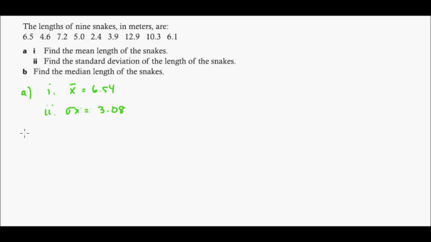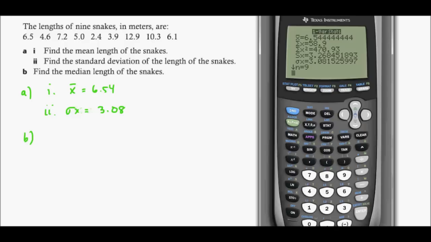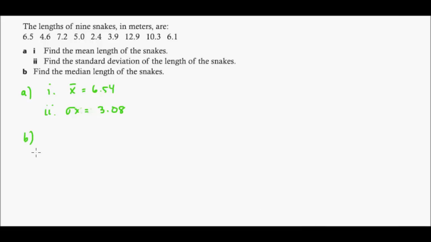Okay, and then part B, find the median length. Well, the beauty is we can actually see the median length as well. So if we just look at the calculator and arrow down, the median length is 6.1. Another thing to notice here is it gives you the minimum, Q1, median, Q3, and the maximum, which is nice because if you're ever going to have to draw a box plot, that's the data you're going to use right there. So one variable statistics gives you quite a bit of information here. So the median is 6.1.